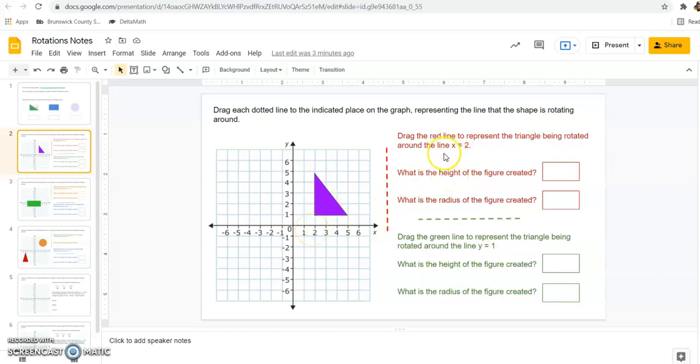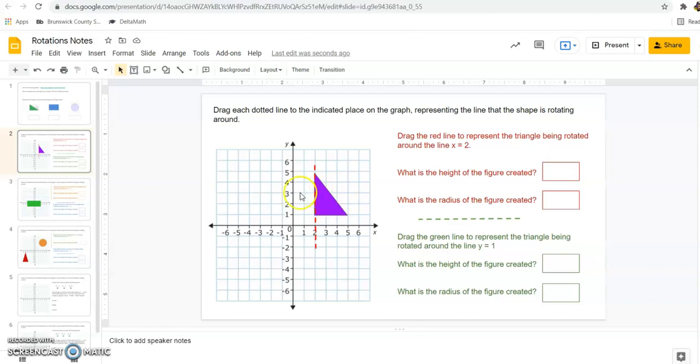So if I want to drag around the line x equals 2, I need to put this line at x equals 2. So if I move this over, x equals 2 is here. So I am going to spin this triangle around and around this line. Now that can be really hard to visualize sometimes, especially since this is the first time you guys have seen rotations. So if you're having a hard time seeing it, I want to show you how to draw it.